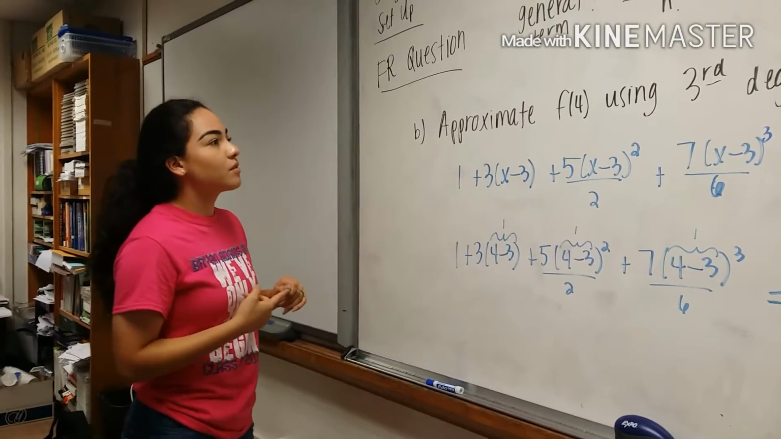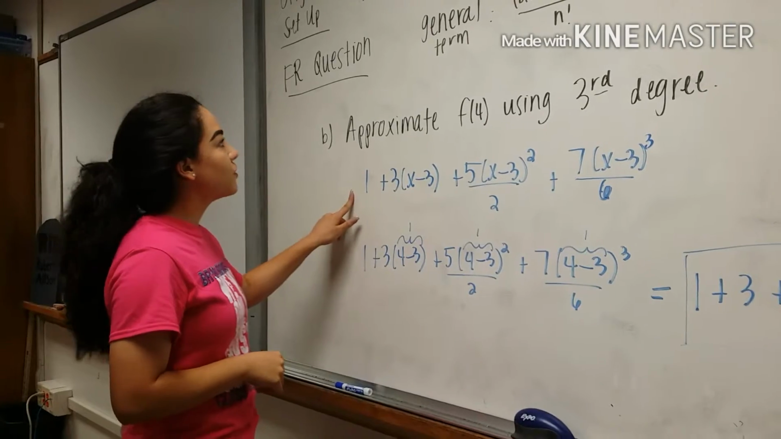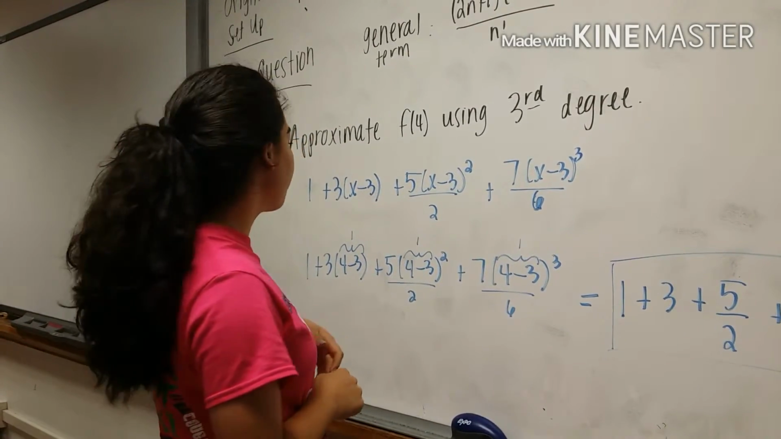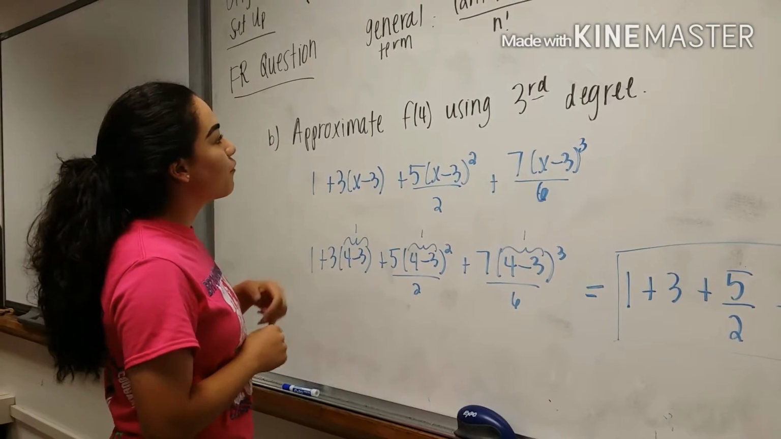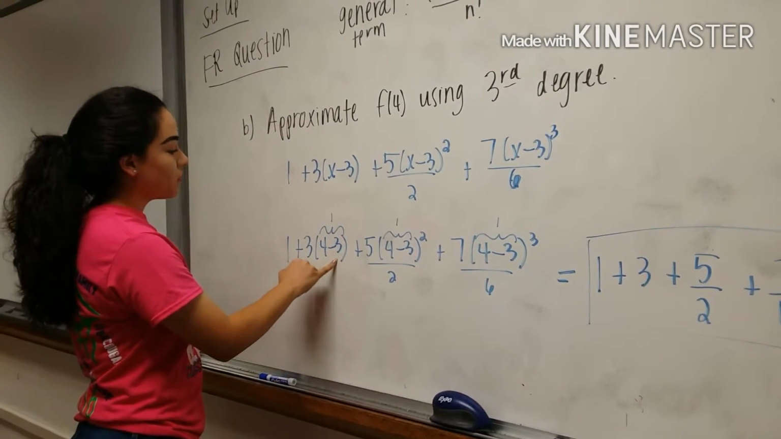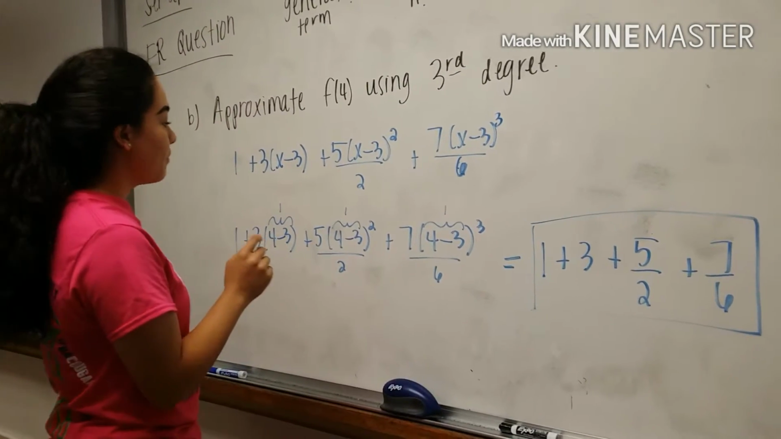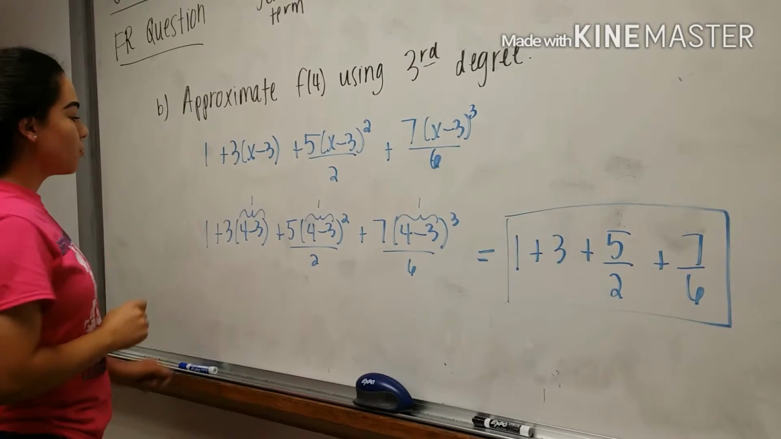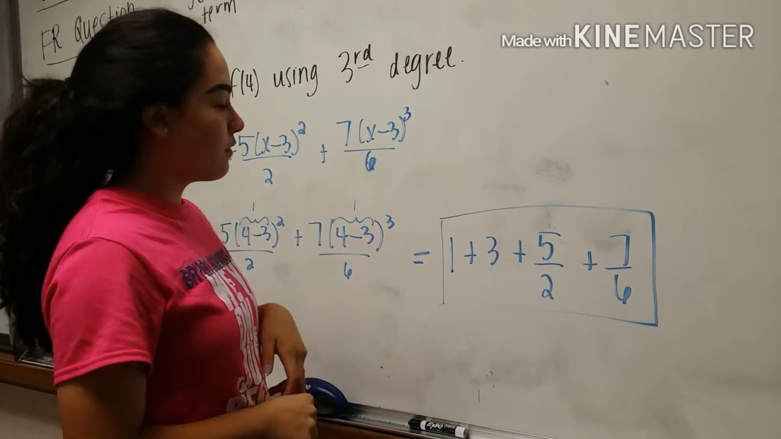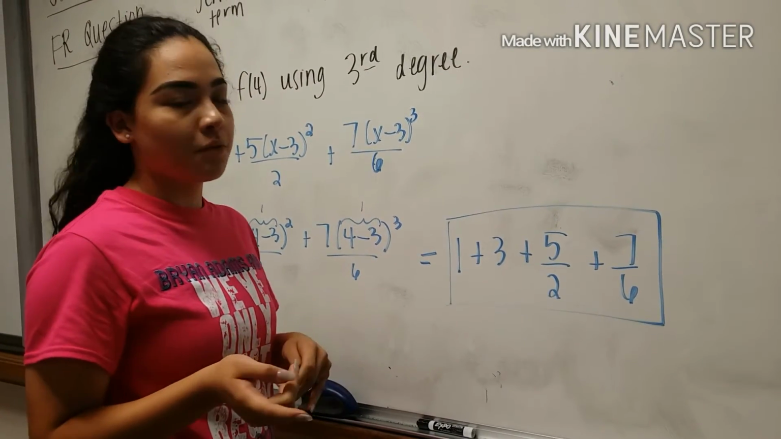We're asked to approximate f of 4 using the third degree, so we're going to use the last simplification from part A and just add another term since it asked for the third degree. And then to find f of 4, you just plug in a 4 for the x's, and 4 minus 3 is 1, so every part of these terms will be 1. And to simplify it to get your answer, you would get 1 plus 3 plus 5 over 2 plus 7 over 6. And you want to leave it this way, that way once you further simplify, you won't mess up along the way.